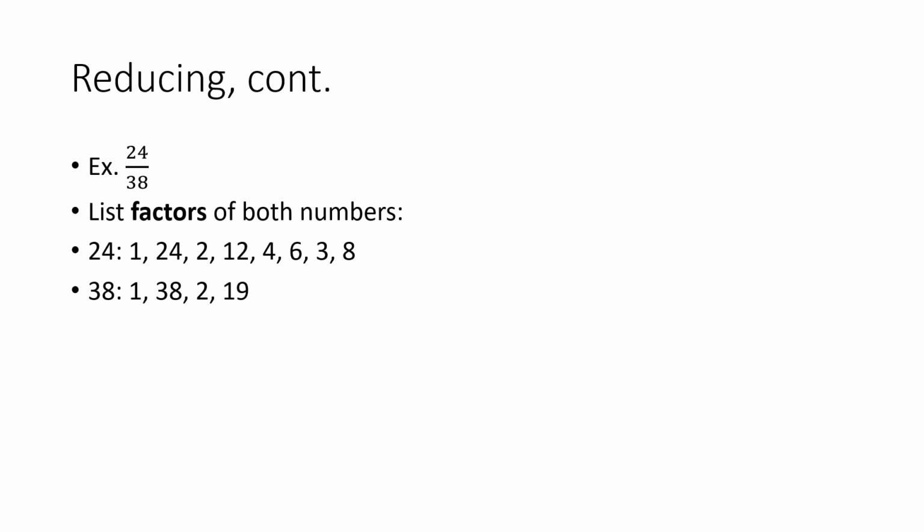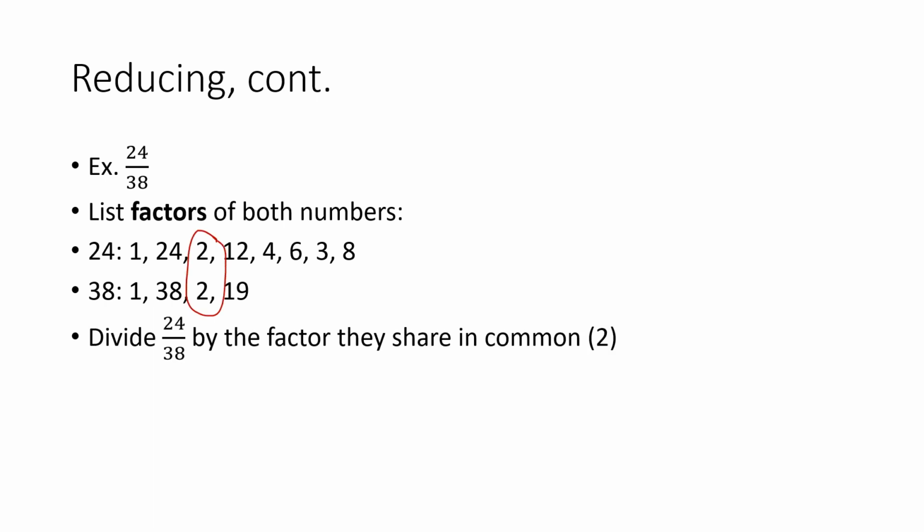So where do we go? What do we put down for our common factor? Well, they share 1 in common, but remember, you don't want to use 1 as your factor because you'll just get the same number over again. How about 2? They share 2 in common. We could use that. So we're going to divide 24/38 by that factor that they share in common, by that 2. 24 divided by 2 equals 12. 38 divided by 2 equals 19. So 24/38 will reduce down to 12/19.